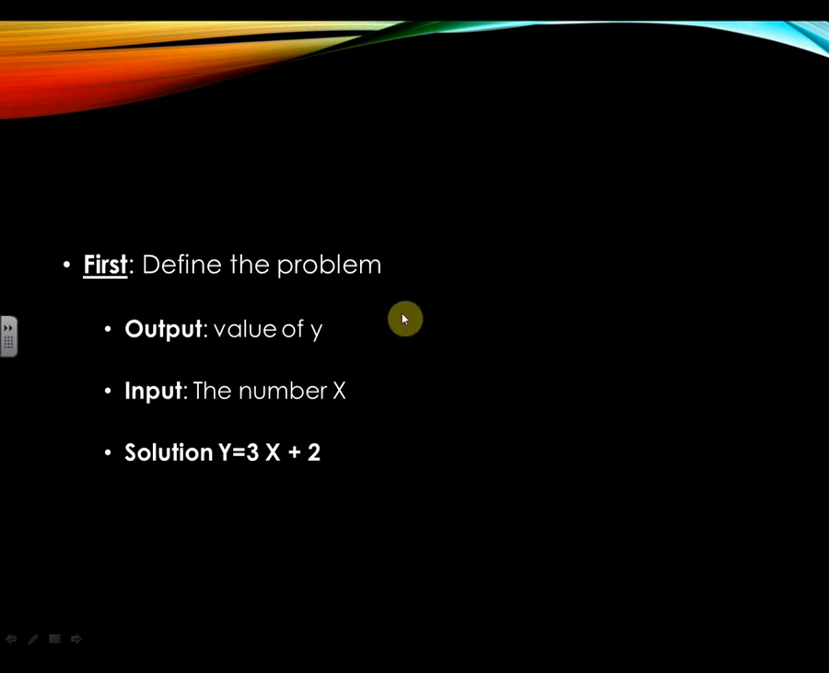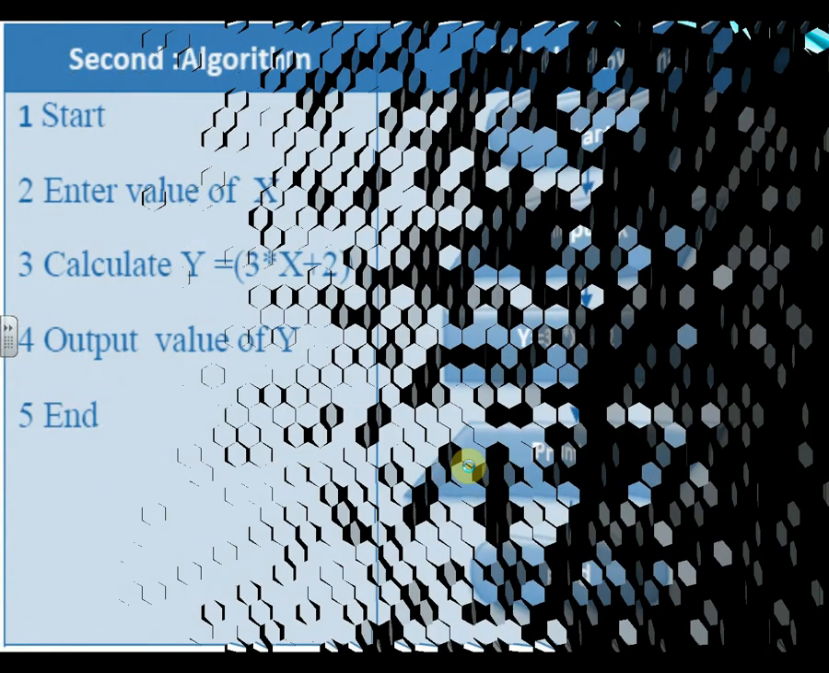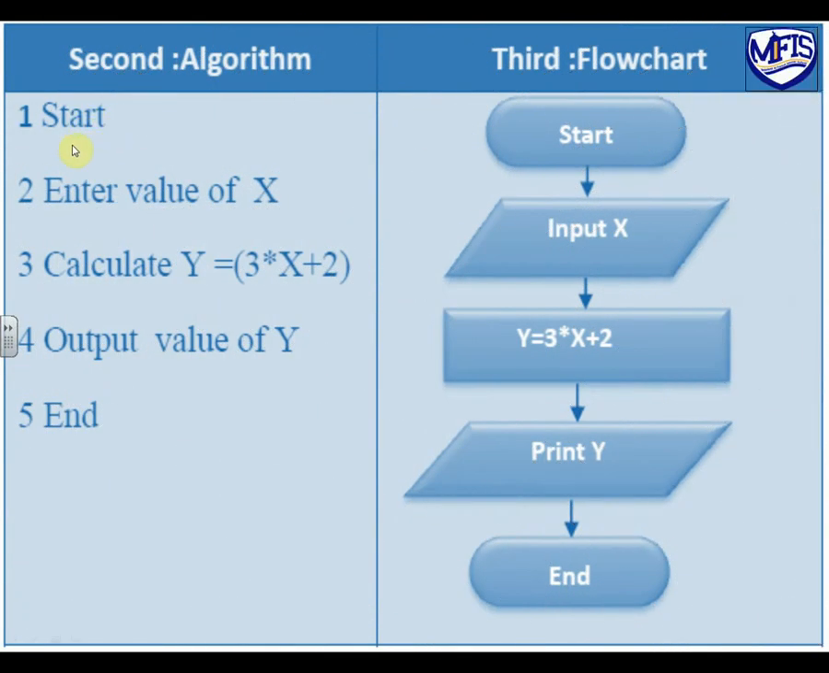What about the second stage, which is algorithm and flowchart? Algorithm, as we said before, we should start with the word start and then enter the value of x. After inputting the value of x, we can calculate the equation, and after calculating it, we will have the value of y, which in this case is our output. So we can display or print or output the value of y, and finally we write the word end in the algorithm.